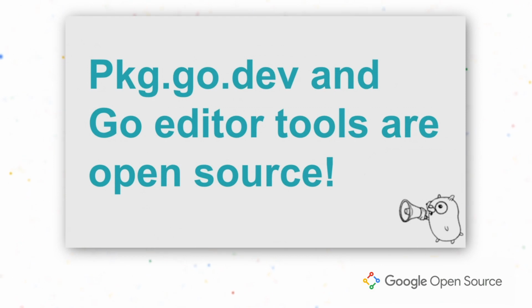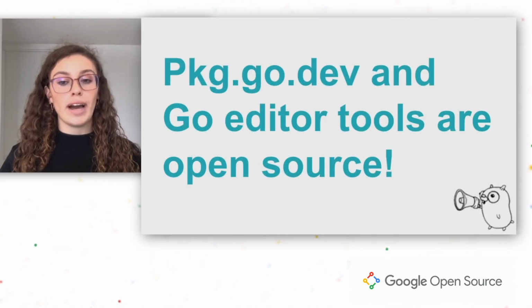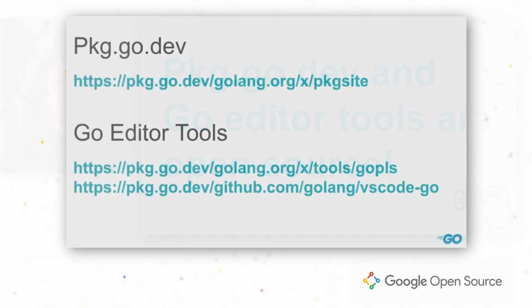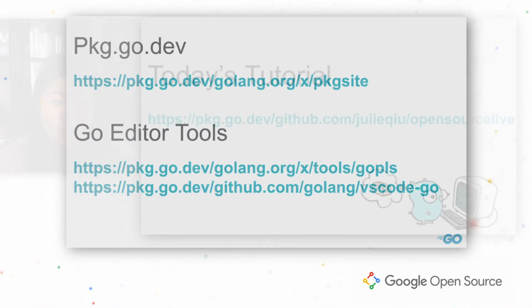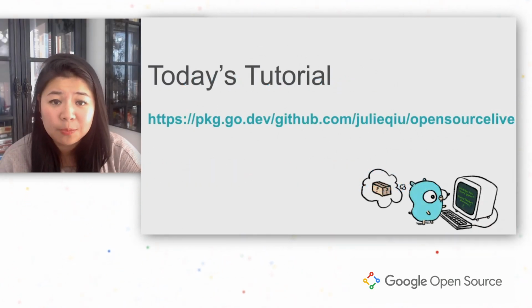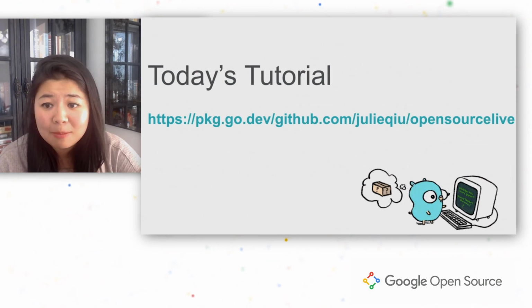So our demo code is public, but so are the tools that we use today. The code bases for the Go Package Discovery site and the Go Editor tools are also open source. If you want to contribute to these Go projects, you can find them at the links on the screen. You can also find the package that I've been working on in this tutorial right on the Go Discovery site at this URL.